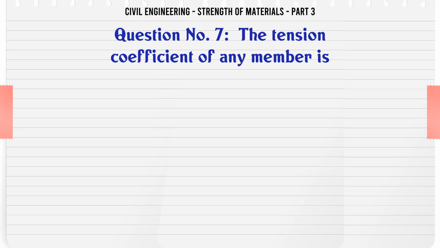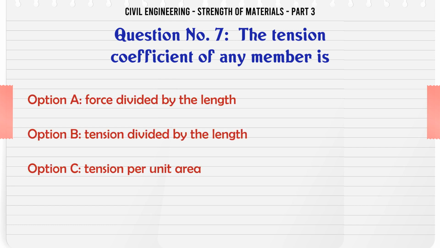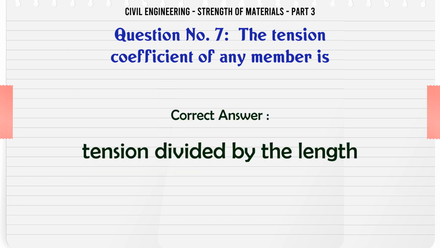The tension coefficient of any member is A) force divided by the length, B) tension divided by the length, C) tension per unit area, D) tension in the member. The correct answer is tension divided by the length.